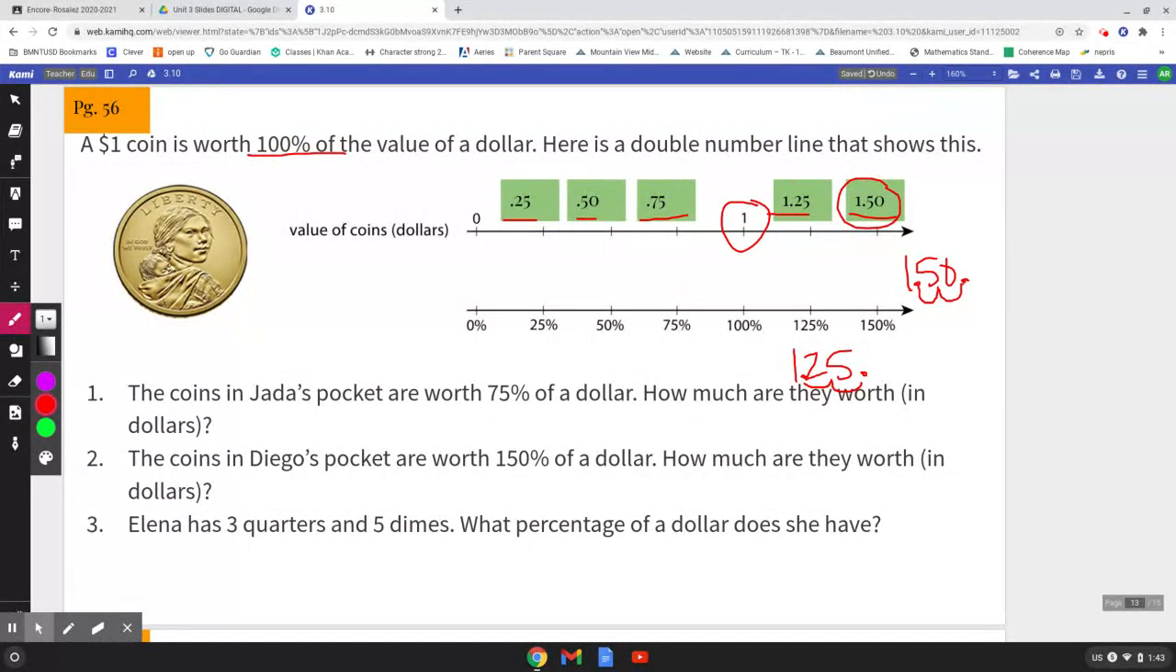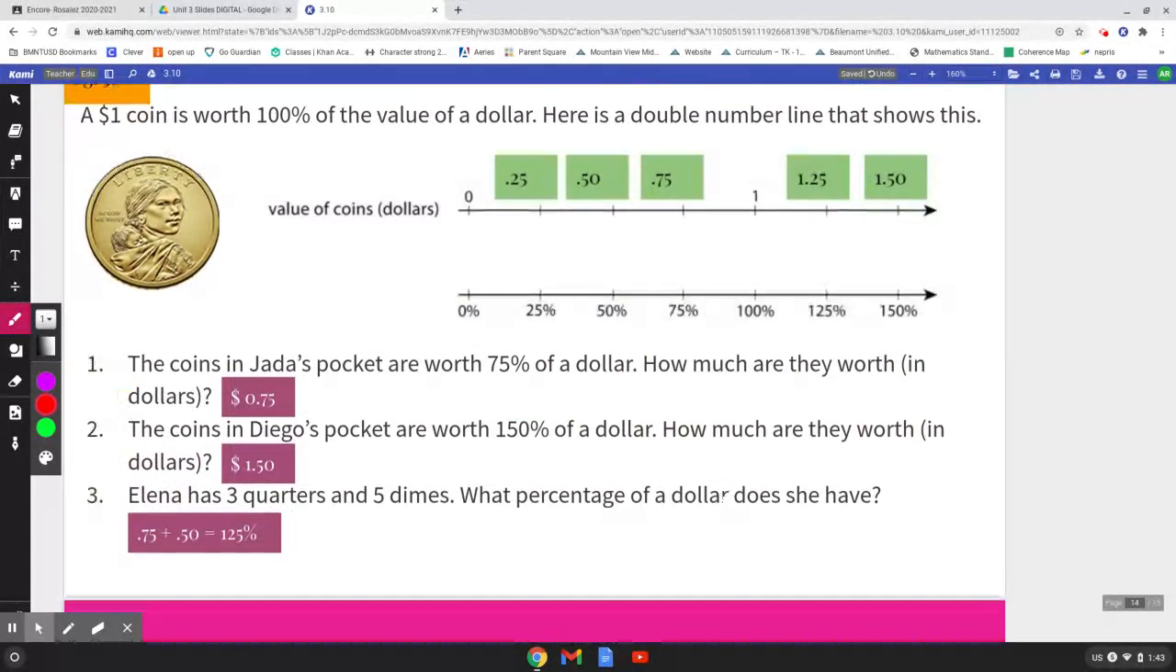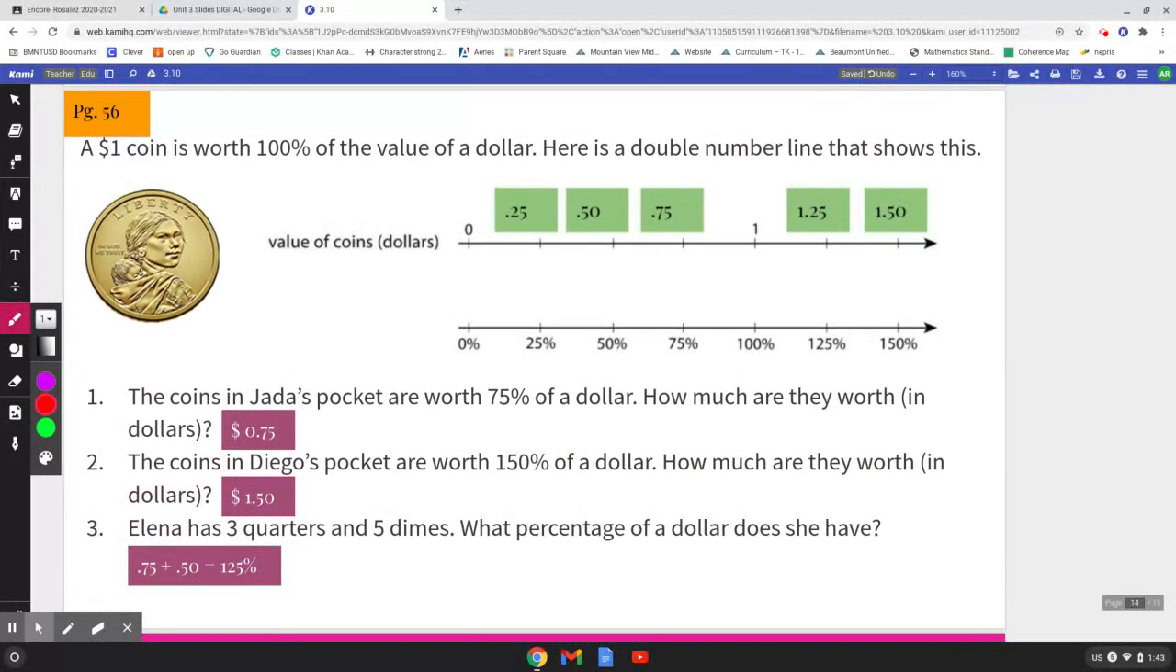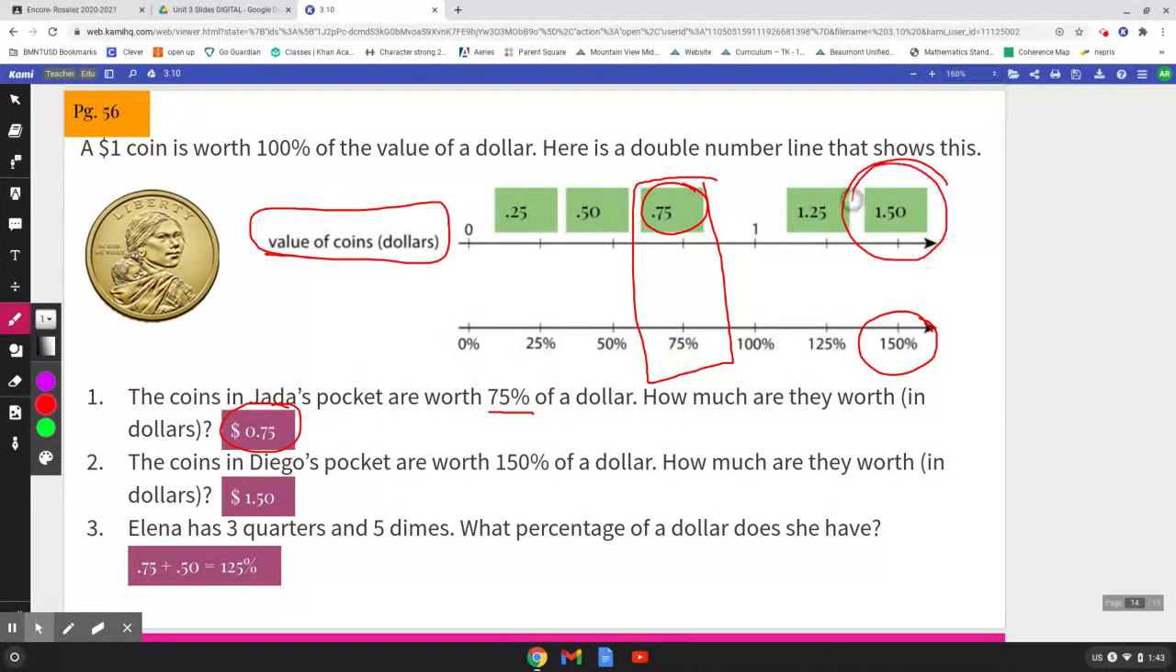Your question is, the coins in Jada's pocket are worth 75% of a dollar. How much are they worth? I have the answers down here. So 75 cents, right? 75% of a dollar is 75 cents, and it's right there. The coins in Diego's pocket are worth 150%. How much are they worth in dollars? That would be that right there.